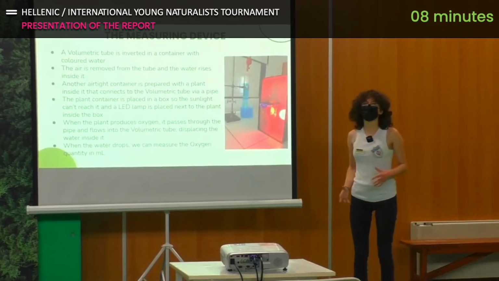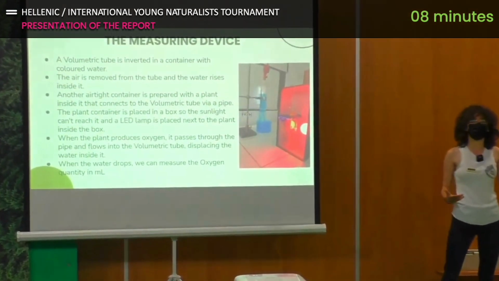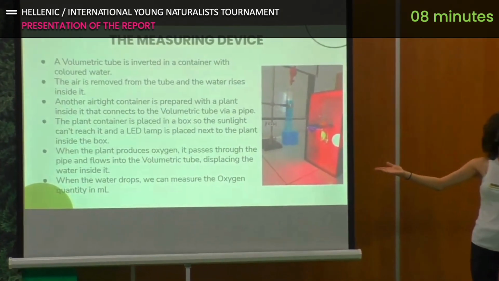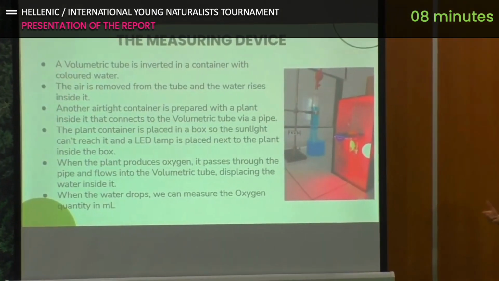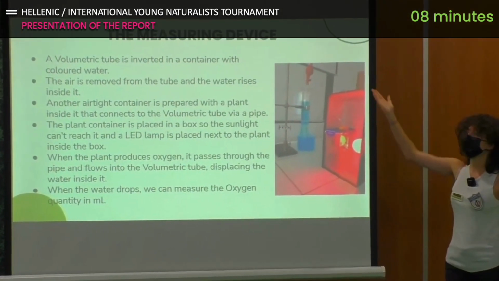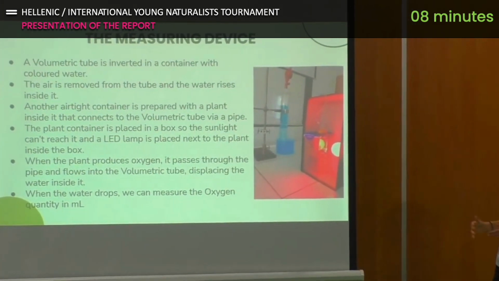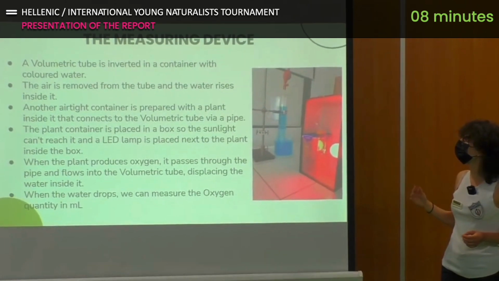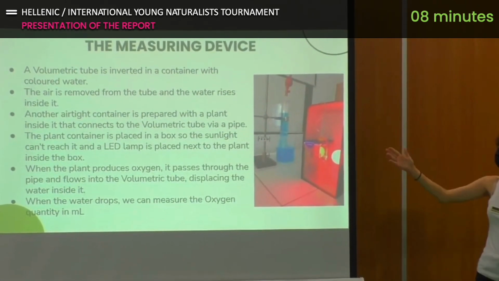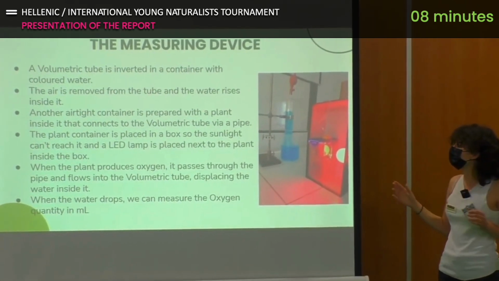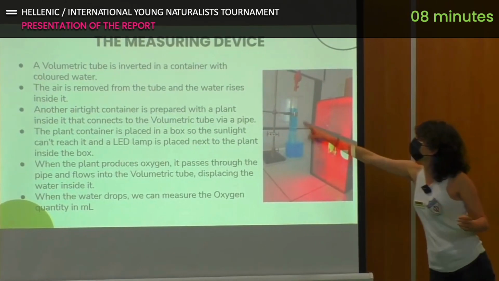So this is the measuring device that we suggest as an experimental method to measure the oxygen production that the green light has. The way that this machine operates is that a volumetric tube is inverted in a container with the colored water. The air is removed from the tube and the water rises inside it. Another airtight container is prepared with a plant inside it that connects to the volumetric tube via a pipe.